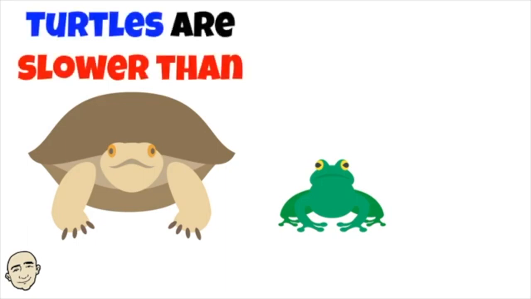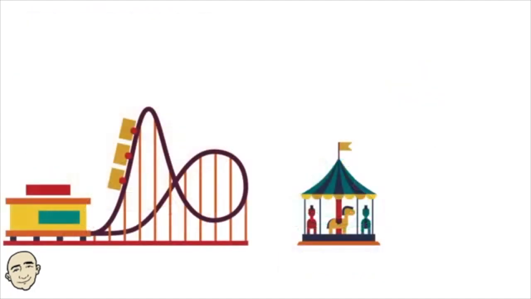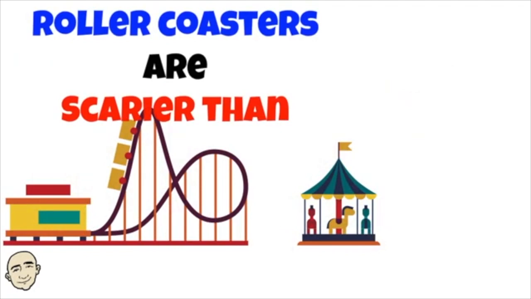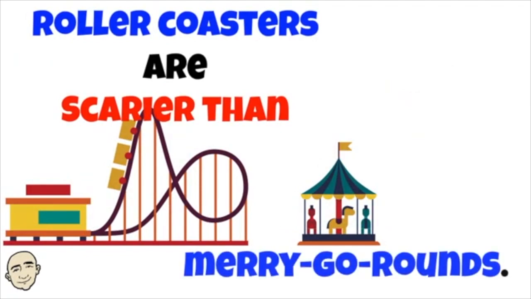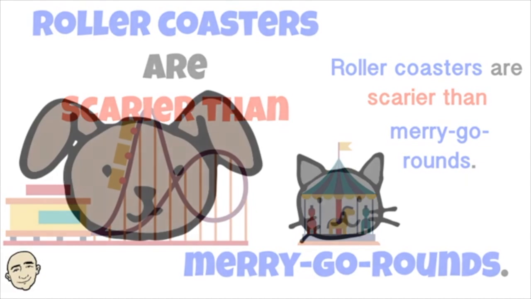Turtles are slower than frogs. Roller coasters are scarier than merry-go-rounds.